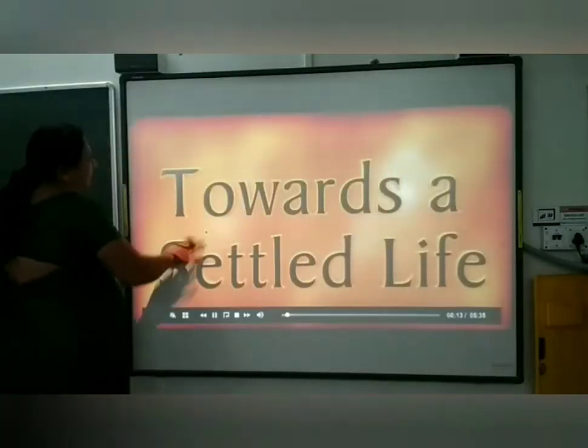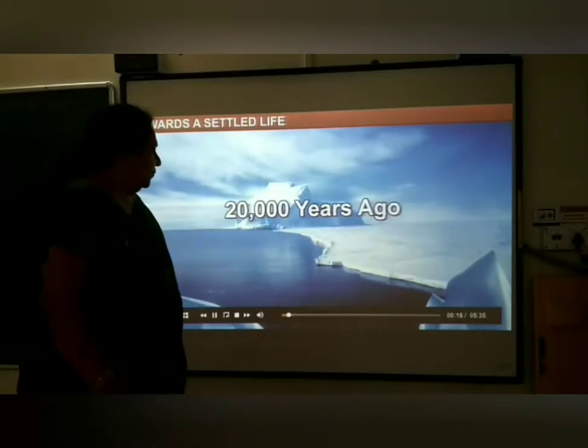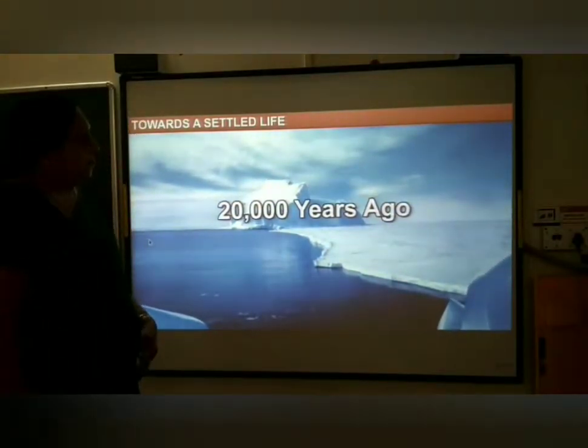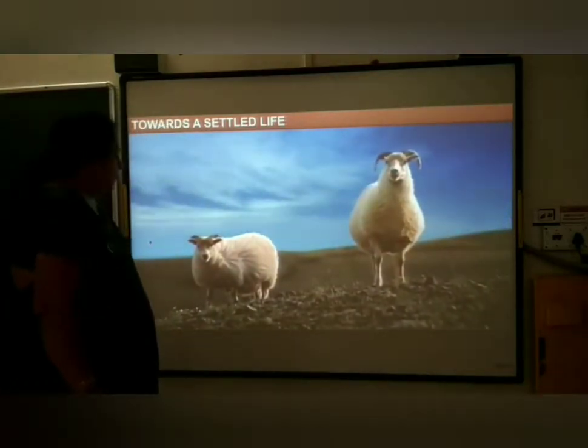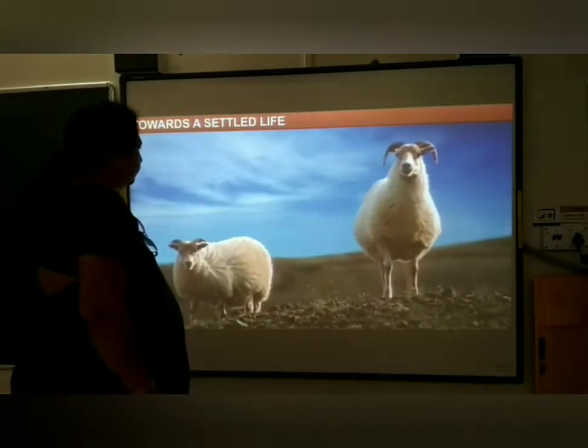Now you are going to see about the move toward a settled life. How come they started living a settled life? 20,000 years ago, thick sheets of ice covered vast regions of the earth. In these harsh conditions, the only source of food was wild vegetation and animals.